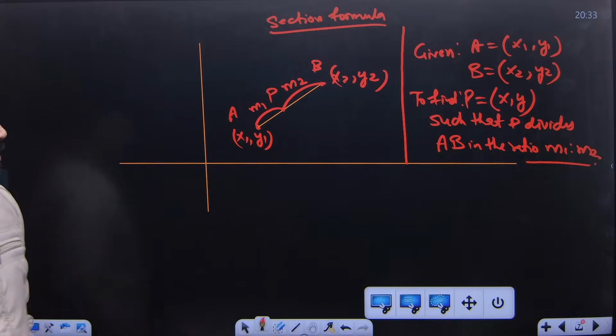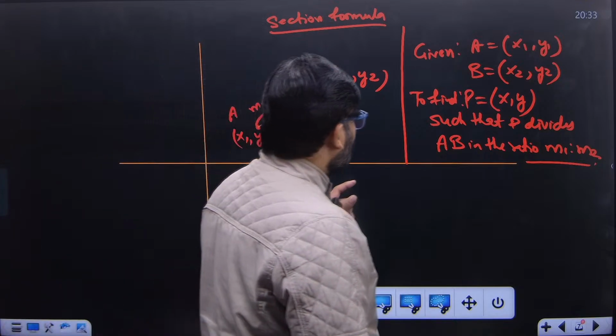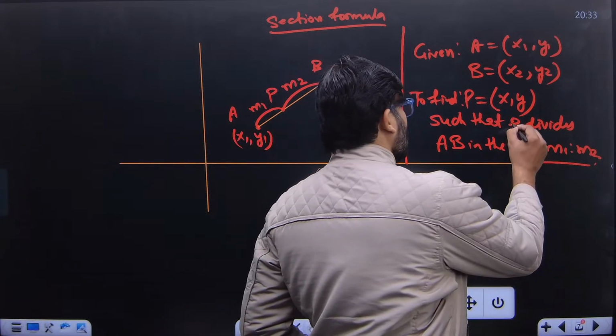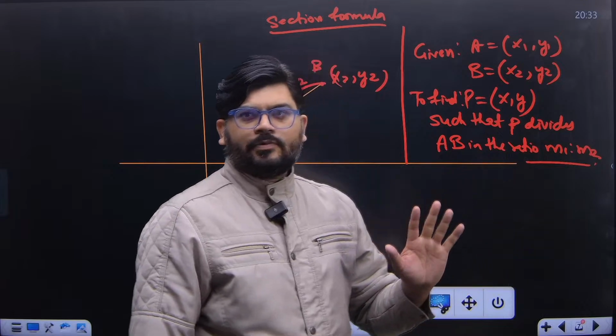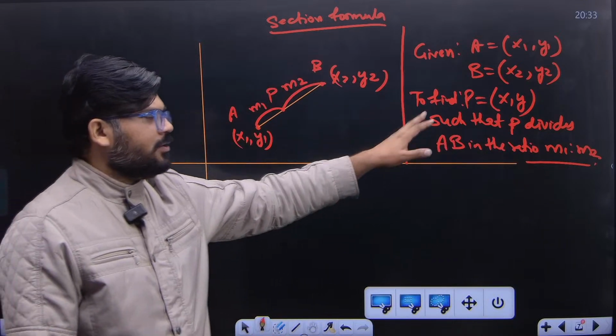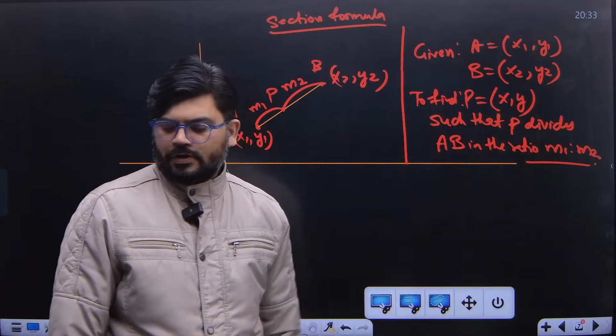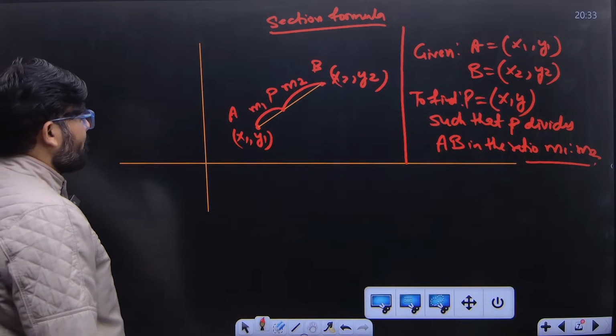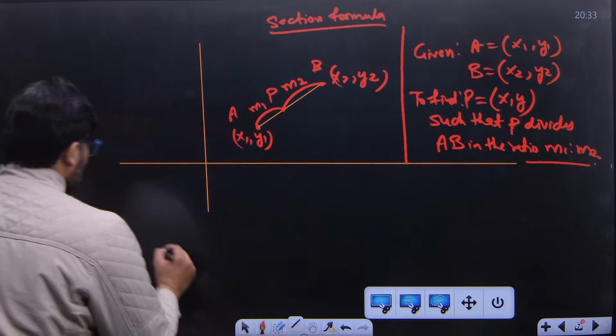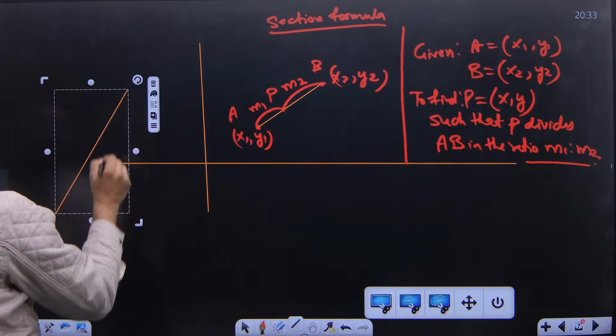The main thing given is it divides the line AB in the ratio M1 is to M2. M1 and M2 can be any numbers, like 1 is to 2, 2 is to 3, 3 is to 4. So now the same figure I am drawing here for your better understanding.